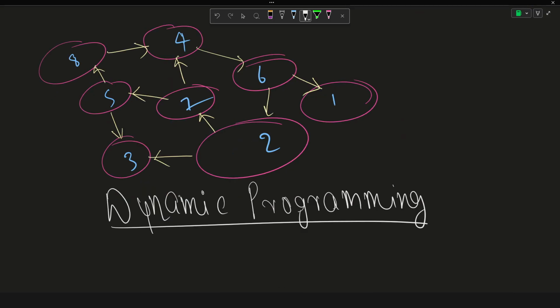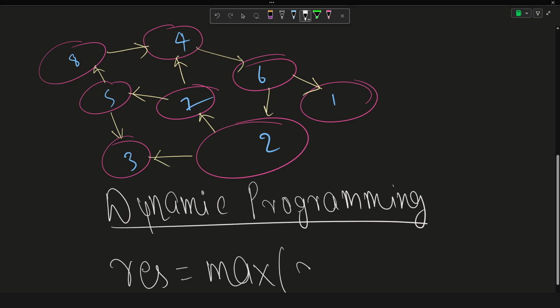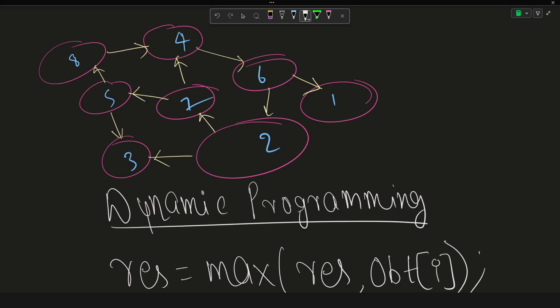And as I told you, we have to start checking and maximizing our answer from each and every component. So suppose there are n components, and we have to maximize our answer by starting from each component. Suppose our final answer is stored in a variable called res, that is result. So res will be equal to the maximum of res, comma, whatever result is obtained when we started our search from this ith component, right?